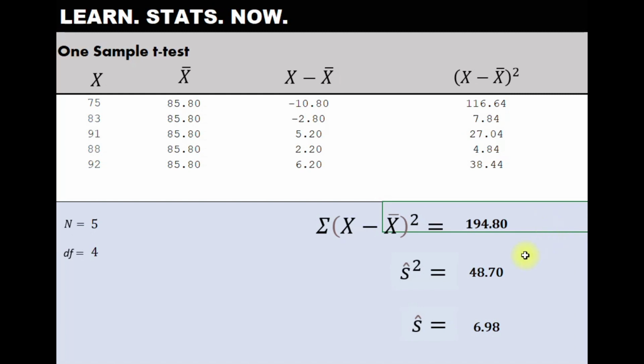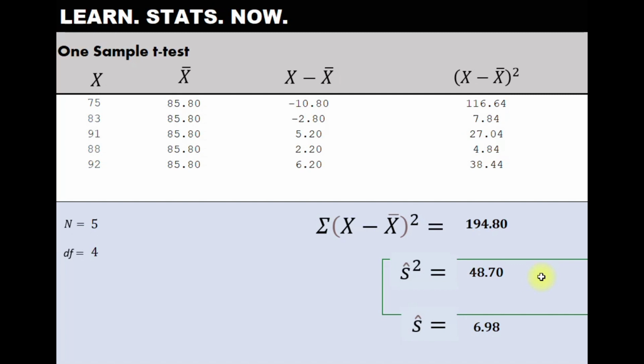Okay, but from there, we want to estimate, because we don't have the population variance, we need to estimate what the population variance is. And so that's why we look right here and you see S hat squared. That tells us it's an estimation of the population variance. And in this case, it turns out to be 48.70.